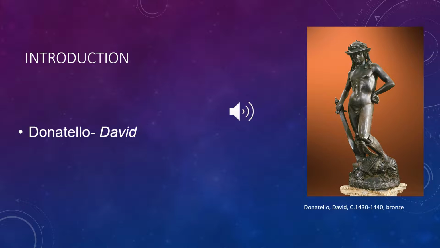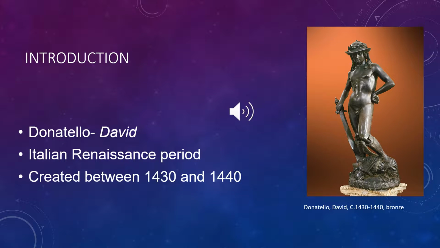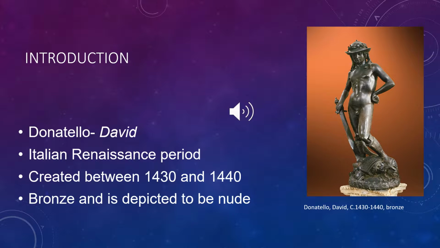As a group, we have chosen to do the artist Donatello and his sculpture David, which was created in the Italian Renaissance period between 1430 and 1440. The statue of David is made from bronze and is depicted nude besides the hat and boots. We will be discussing the analysis, the overview of the era, and the history of Donatello and the sculpture David itself.